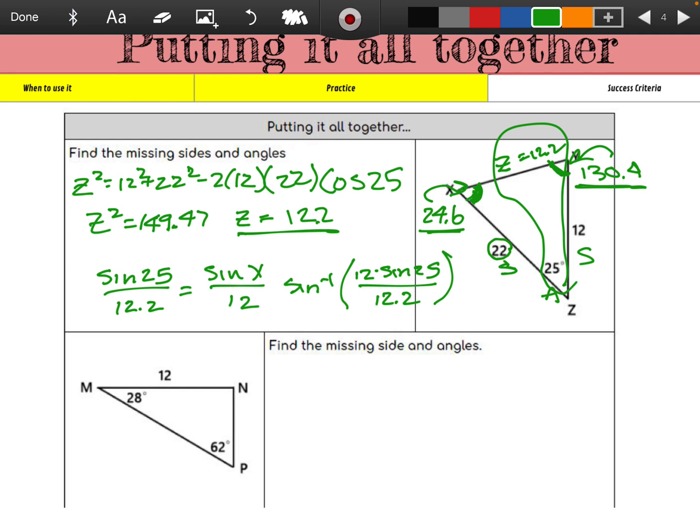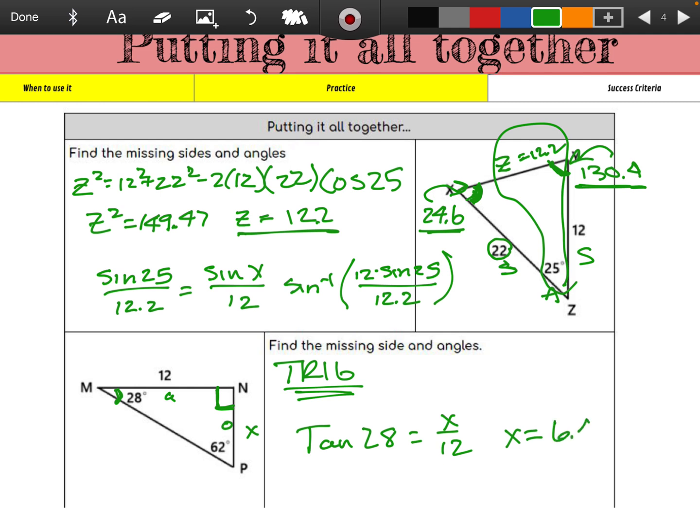All right. 60, 70, 80. This ends up being a 90-degree angle. So, trig. It doesn't matter which one you do. I'm going to go from 28. I'm going to find this side, so I need opposite over adjacent. That's tangent. So tangent of 28 equals x over 12, which means I do 12 times tan 28. So x equals about 6.4.